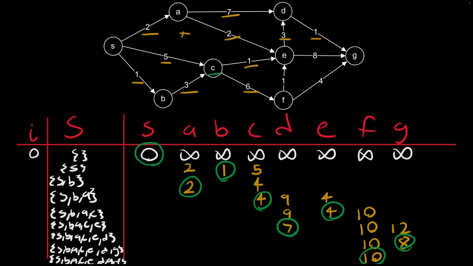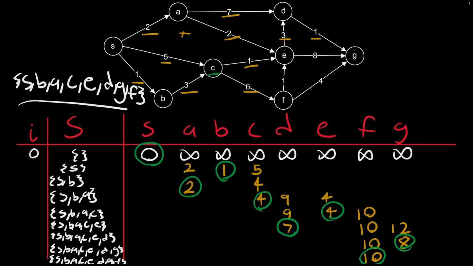And let me write it more clearly up here. That would be S, B, A, C, E, D, G, F. And I forgot to put this 2, 3, 4, 5, 6, 7, 8. That's how you trace Dijkstra's algorithm.